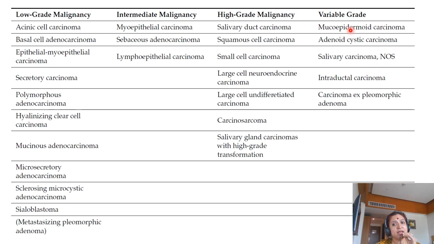histomorphology. So, you have mucoepidermoid carcinoma, which can be either low, intermediate, or high grade. You can have adenoid cystic carcinoma grade 1, 2, and 3. Salivary carcinoma NOS you can also grade based on histomorphologic features, and so forth.